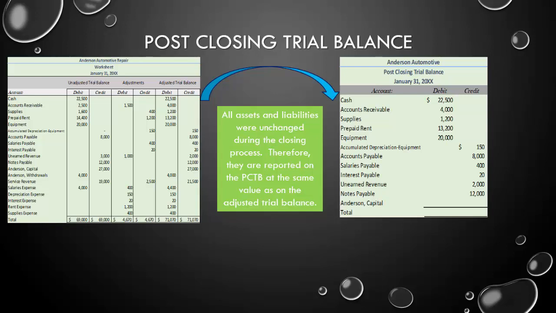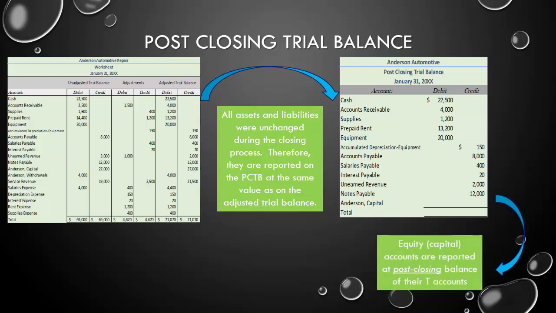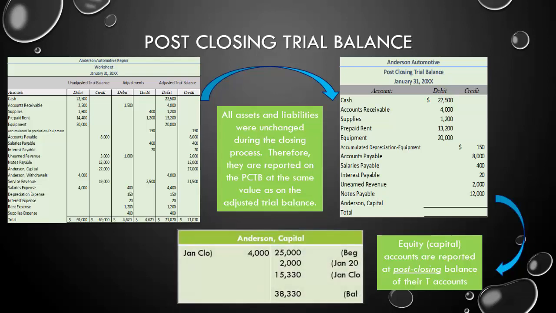The only number that I don't have filled in thus far on our post-closing trial balance is our capital. Well, where's that going to come from? The capital is going to come from the post-closing balance of your owner's capital T account. And our Anderson Capital T account has a new balance of $38,330 after we've accounted for our income and our withdrawals, etc. in our closing entries. So we bring that number up into our post-closing trial balance. Then we check to make sure that our debits equal our credits, and when we add up the debits, we get $60,900, and when we add up our credits, we also get $60,900. As easy as that.